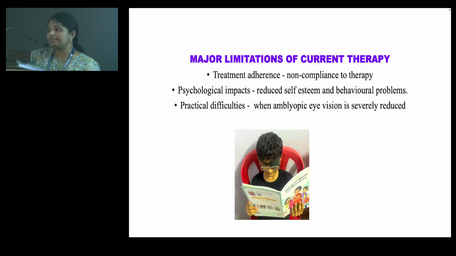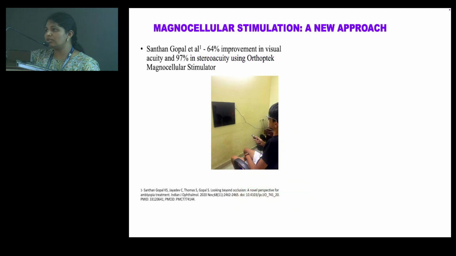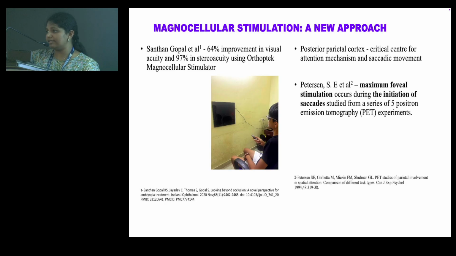Major limitations of the current therapy include treatment adherence, psychological impacts, and practical difficulties when amblyopic eye vision is reduced severely. Coming to the newer approach, that is magnocellular stimulation, Dr. Santhan Gopal et al. discovered an orthoptic magnocellular stimulator which showed a 64% improvement in visual acuity and 97% in stereo acuity, and the mechanism was based on magnocellular stimulation. The principle behind the magnocellular stimulation was that maximum foveal stimulation was seen during the initiation of saccades, which was studied from a series of 5 positron emission tomography experiments.